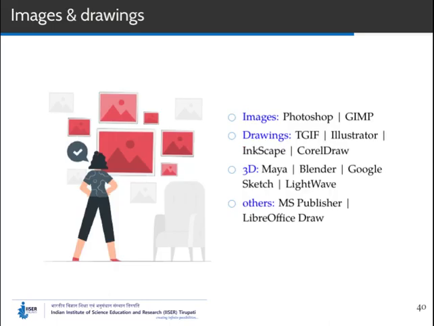So consider for processing images and drawings. For images, many of you know Photoshop, but GIMP is a better alternative. Sometimes I feel it is much better than Photoshop. It is free and available for all kinds of systems. For drawings, Illustrator and CorelDRAW are very professional, but Inkscape is open source and as good as Illustrator. Even after the release of Inkscape 1, it is equivalent to Illustrator. TGIF is a very basic and easy to use line drawing software.